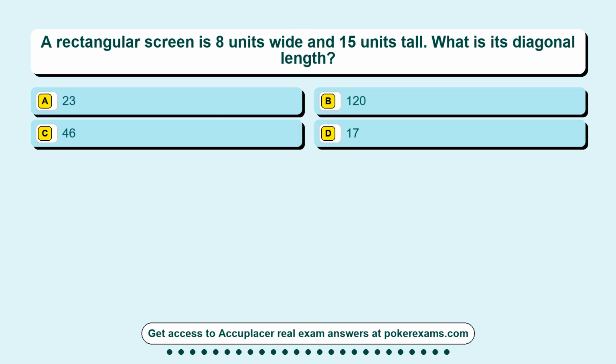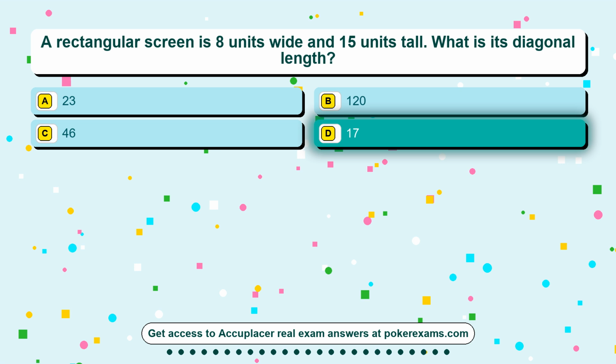Question 15. A rectangular screen is 8 units wide and 15 units tall. What is its diagonal length? Option A, 23. Option B, 120. Option C, 46. Option D, 17. The correct answer is Option D, 17.